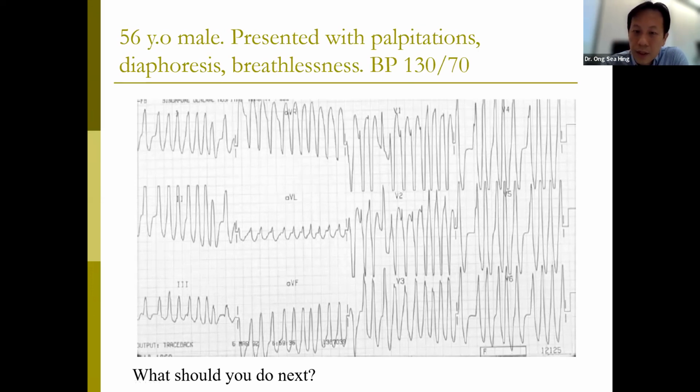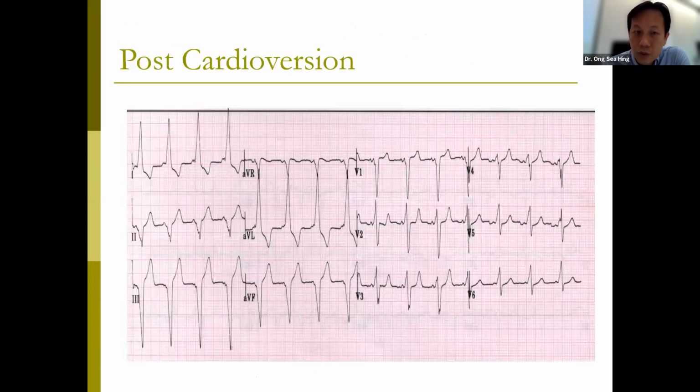But the fact is that the heart rate is going very, very fast and the patient is symptomatic. So you need to cardiovert this rhythm as soon as possible. You can cardiovert it with medication if the patient is stable, or you can use electrical cardioversion. So this is after this patient underwent synchronized cardioversion of his wide complex tachycardia, and this is his baseline ECG after cardioversion.